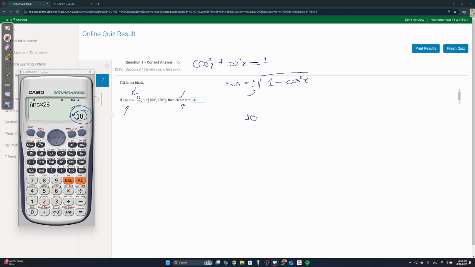What is the range they gave us? It's between 180 and 270. So look at this. Between 180 over here and 270 over here. This quadrant, is sine gonna be positive or negative? Remember, when you do square root, you have two solutions, positive and negative. Is it gonna be negative or positive? You're in this quadrant here. Isn't this negative? Yes. Do you take positive 10 or negative 10? You take negative 10.